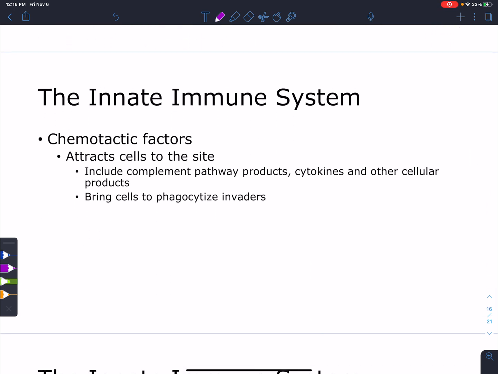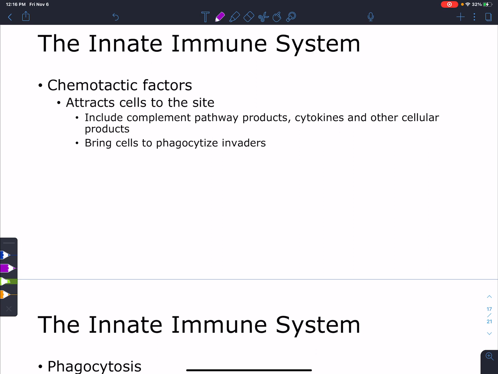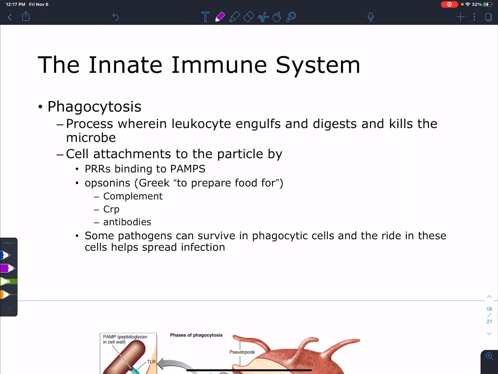So what do the chemotactic factors do, which we looked at? Okay. They attract cells to the site. And what are some of these? So complement pathways, one. We're going to look at the complement pathway, albeit briefly, but we are going to look at it. Our cytokines do that, okay, and other cellular products. So as this tissue damage is occurring, it is sending out these chemotactic factors to say, we got a problem. Houston, we have a problem, okay? And that brings the cells to phagocytize the invaders. That's how it works.